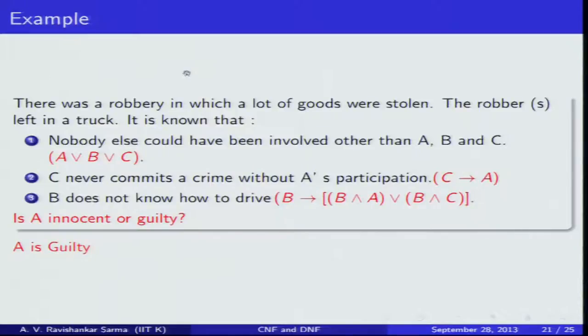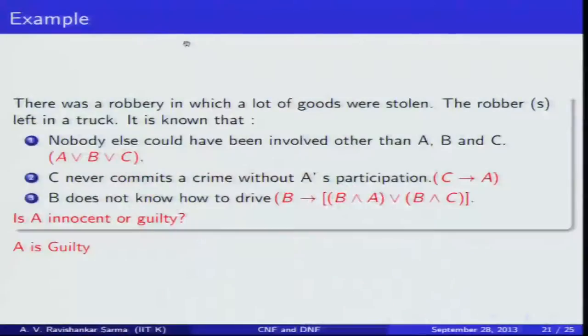Here is a puzzle in which there was a robbery in which lots of goods were stolen, and the robbers left in a truck, and it is known that nobody else could have been involved other than A, B, C. That means it is simply represented as A or B or C, and C never commits a crime without A's participation. That means C implies A, and B does not know how to drive. That means B requires the company of A and C. So this is represented as B implies B and A, or B and C. So now we need to find out whether A is innocent or guilty.